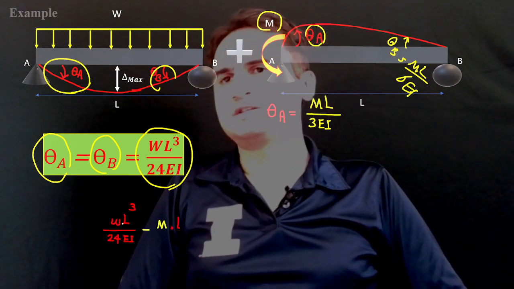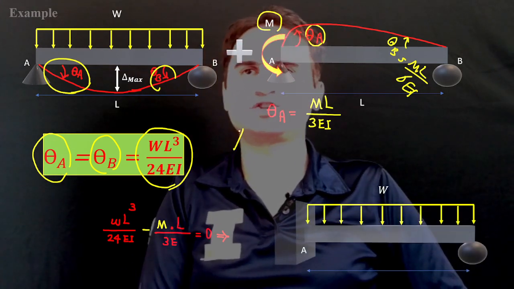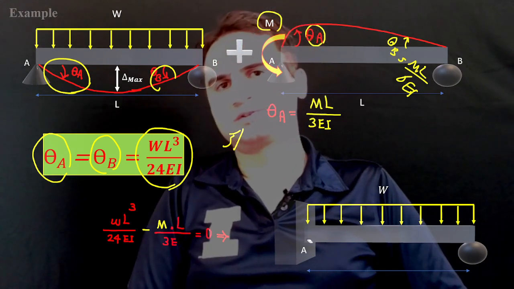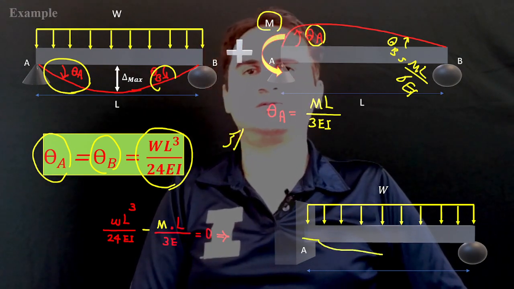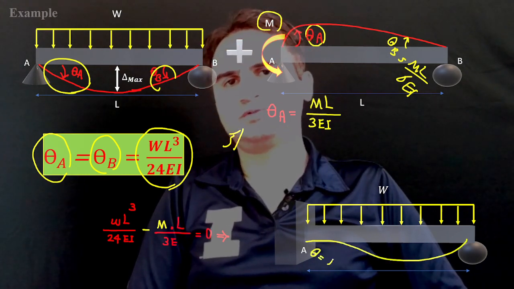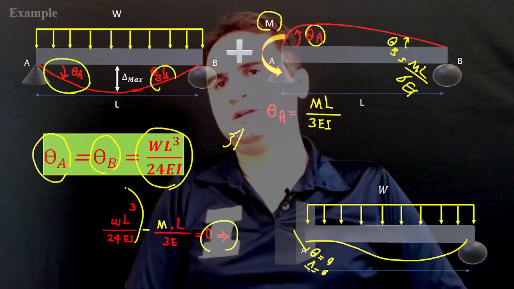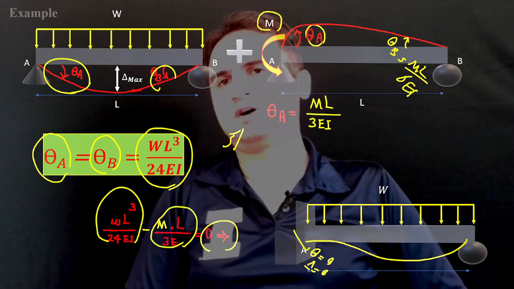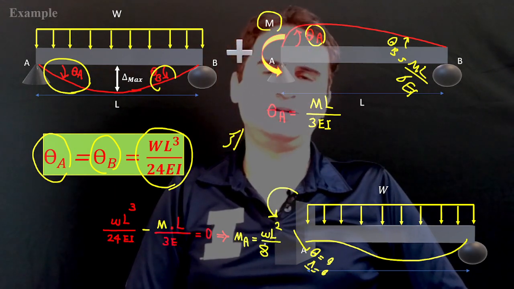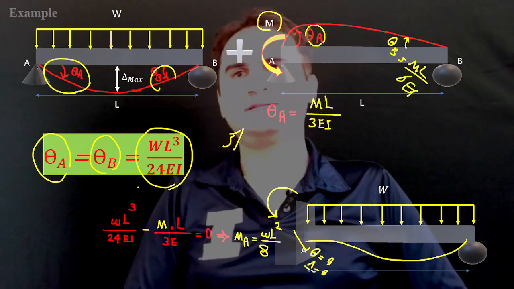These two rotations cancel each other out, because in the real structure it was fixed, so there is no theta and no delta. Theta is equal to 0 and delta is equal to 0. If theta is equal to 0, the combination of these two is 0. The only unknown is M. To solve the problem, it gives you MA is equal to WL squared over 8.